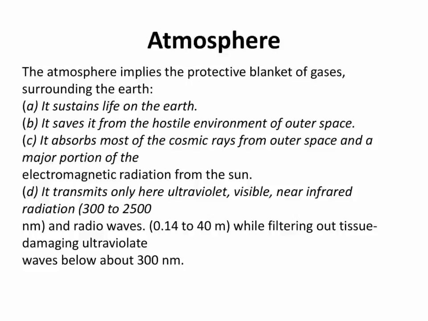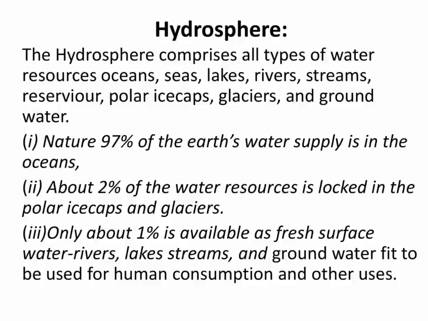It absorbs most of the cosmic rays from outer space and a major portion of the electromagnetic radiations from the sun. It transmits only near ultraviolet, visible, near-infrared radiations and radio waves, while filtering out tissue-damaging ultraviolet waves below about 300 nm. This atmosphere is composed of nitrogen, oxygen, besides argon, carbon dioxide and trace gases. The second one is the hydrosphere.